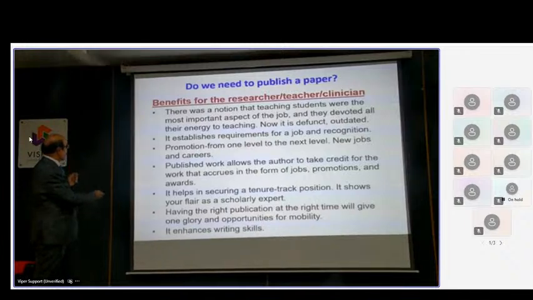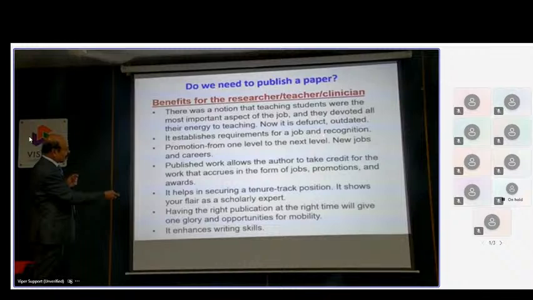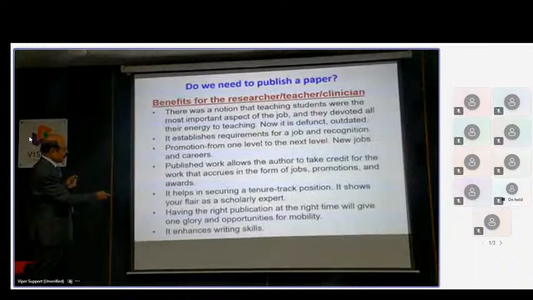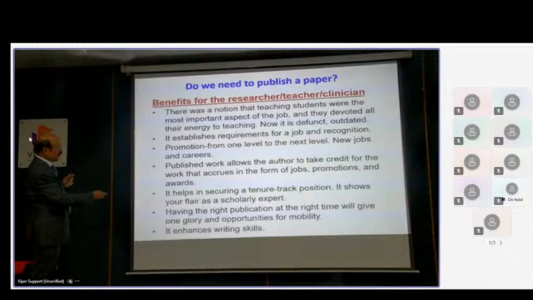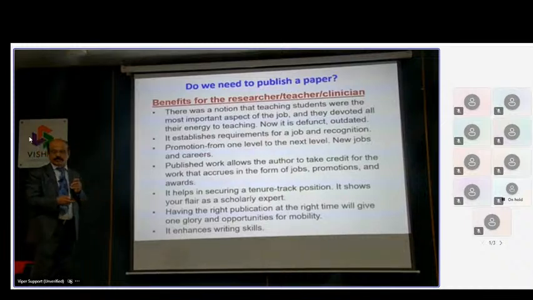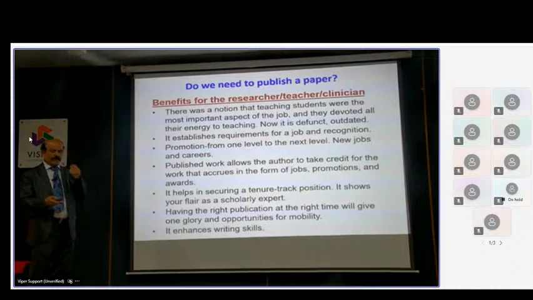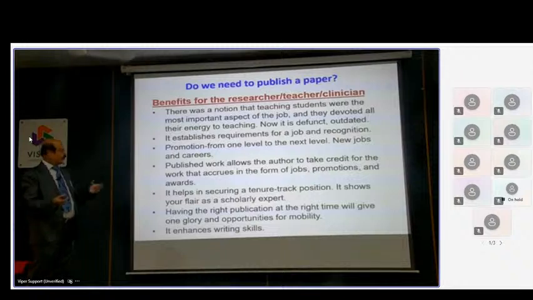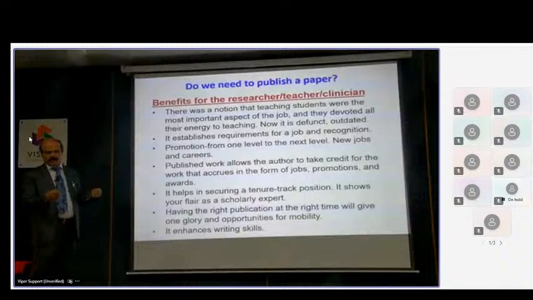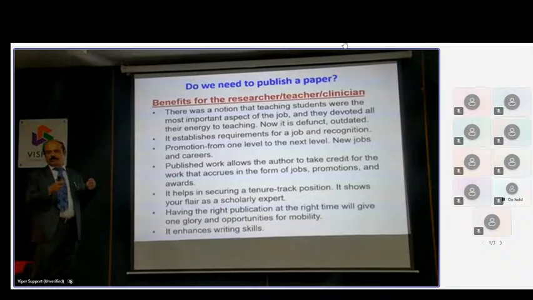It establishes the requirements for a job. For a job, you have to publish a paper, for recognition and promotion from one level to another, assistant lecturer to assistant professor to professor. You require publications for new jobs and careers. When you interview a candidate, the principal or director's last question is how many papers you have published. Is it a Q1, Q2 journal? Is it a citable journal? Is it an impactful journal? So a lot of questions will be there.